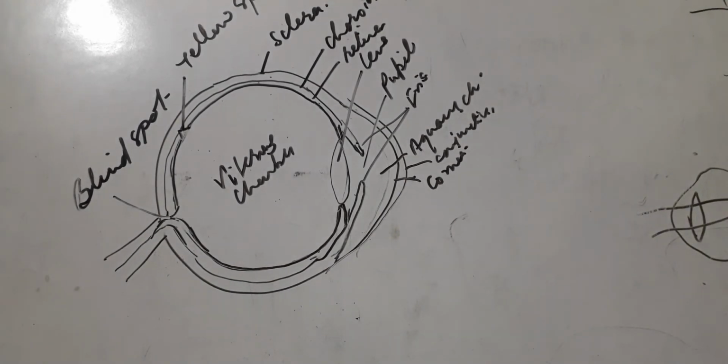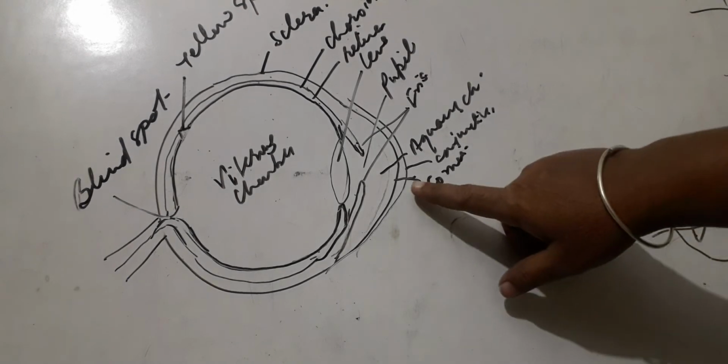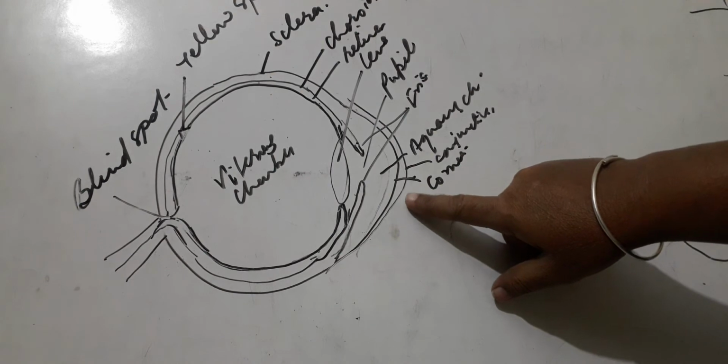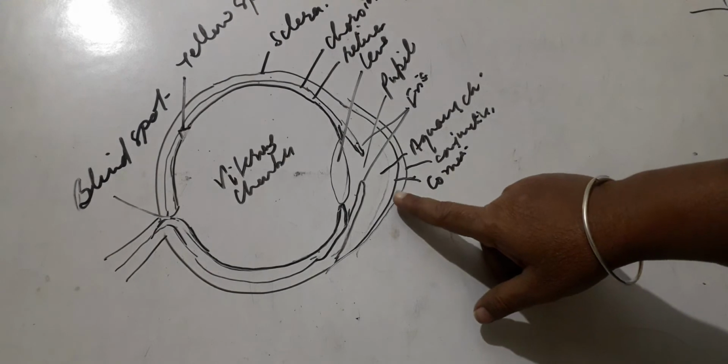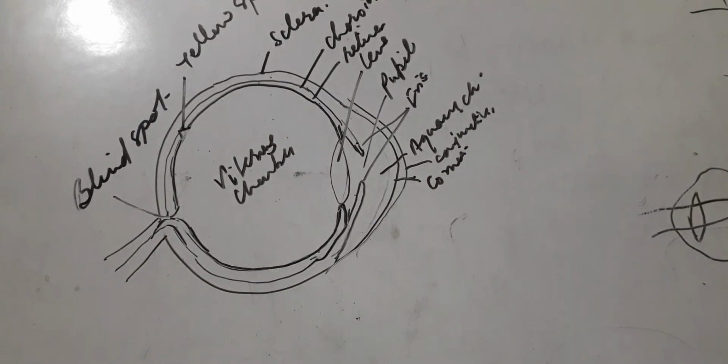Now, the conjunctiva is the uppermost layer present on the cornea of the eye. As shown in the diagram, you can see that in front of the eye the surface bulges out. This bulged-out surface is the cornea, and the conjunctiva is the upper layer which protects the cornea. When there is an infection in the conjunctiva, it is known as conjunctivitis.